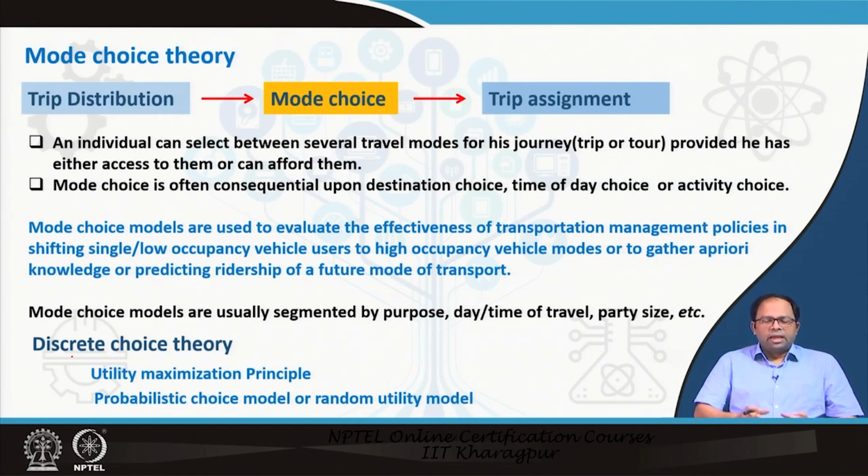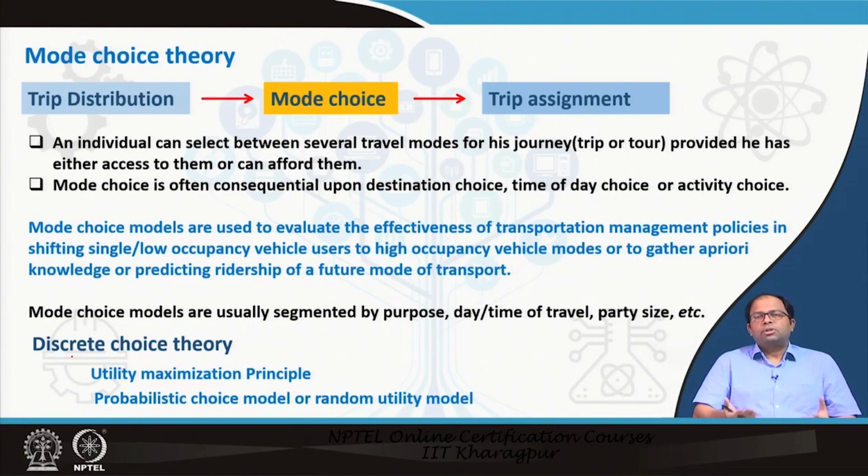So, we can determine the mode choice for a trip or for the entire tour. But the mode choice can only be determined if he either has access to those particular modes or can afford those modes. That means, even though certain modes are available for him to take, he may not be able to use them because he cannot afford them.